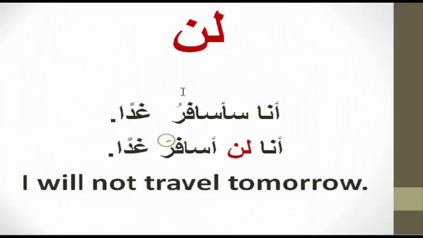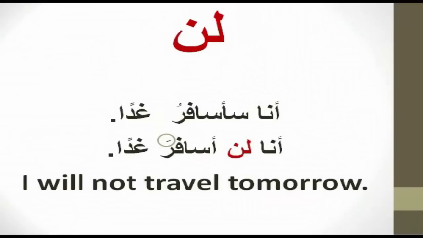In the present, again, there is dhamma on ra on the last letter of the present verb. When you add لن, it becomes لن أسافر. So you have to change dhamma into fatha. أنا لن أسافر غدا. I will not travel tomorrow. So لن is used to negate future verbs, and it must be followed by a present tense verb, and that present verb should have fatha on the last letter. Like here, أنا لن أسافر غدا.